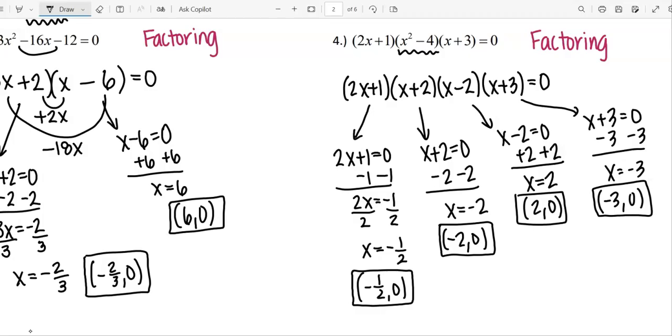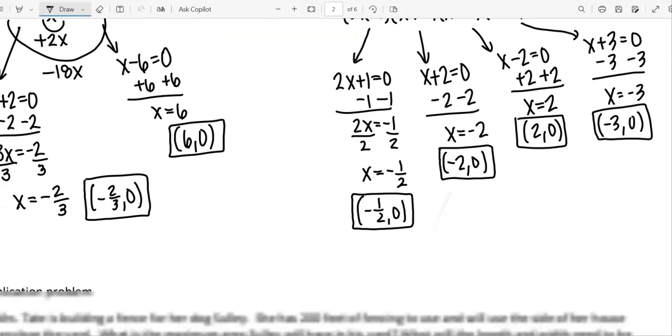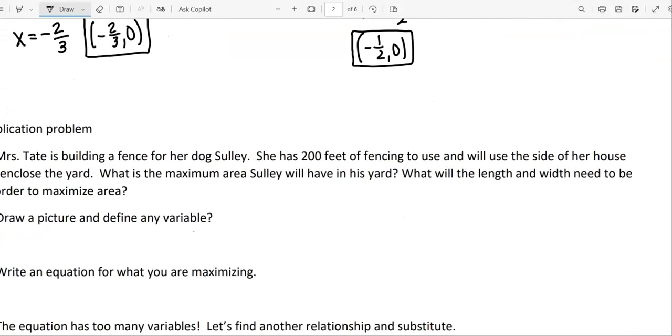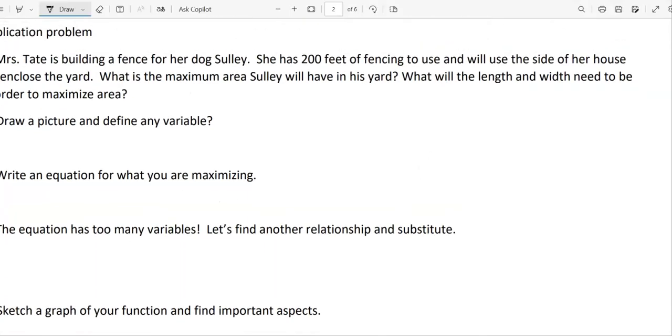Negative 1/2, 0; negative 2, 0; 2, 0; negative 3, 0. Yeah? Ready to... Is it the word problem next? Yeah! Word problem. This will be great.